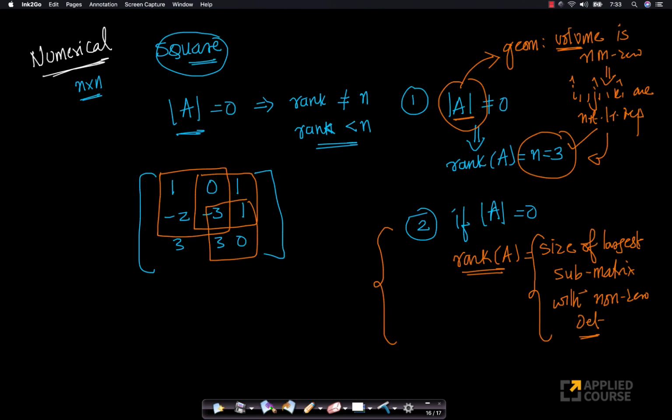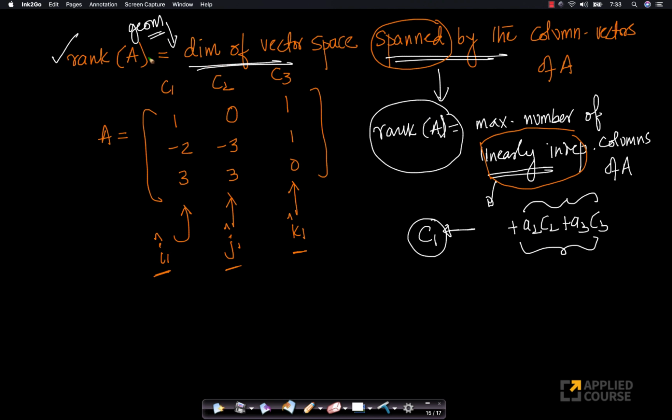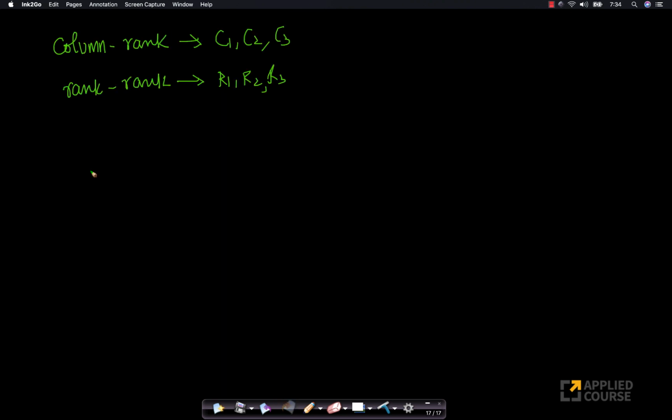Let me give you a very simple example. The column rank of A is the dimension of the vector space spanned by the column vectors of A. Similarly, the row rank of A is the dimension of the vector space spanned by the row vectors of A. Again, there is a very, very important property in the whole of linear algebra, which says that the column rank of A is the same as the row rank of a matrix, and hence we just call it the rank of A.